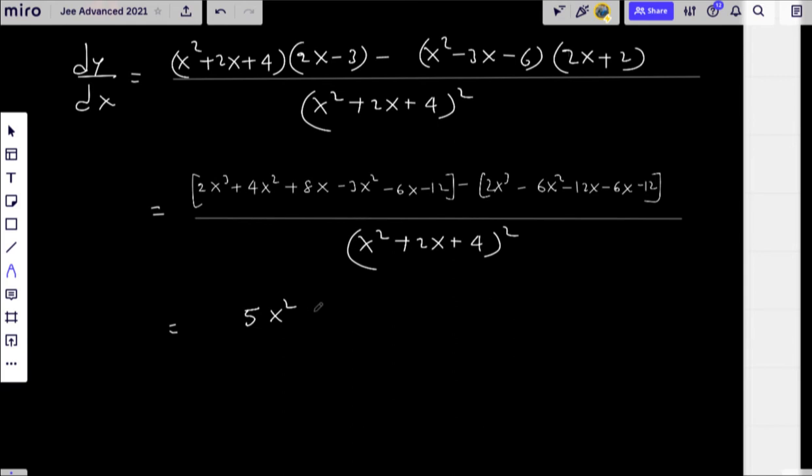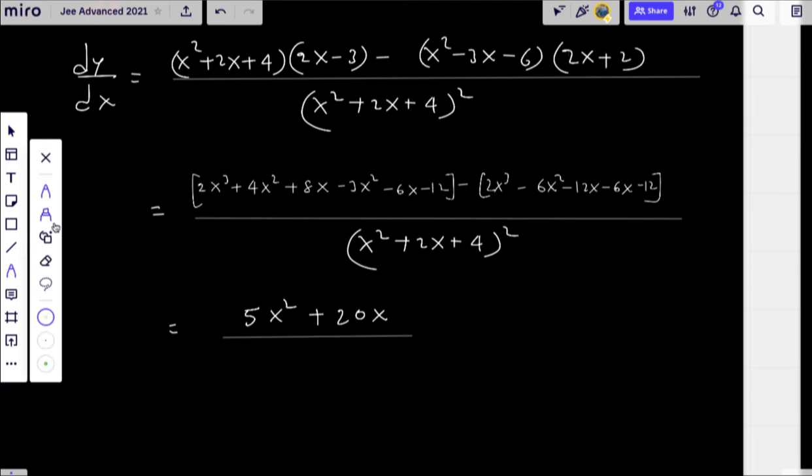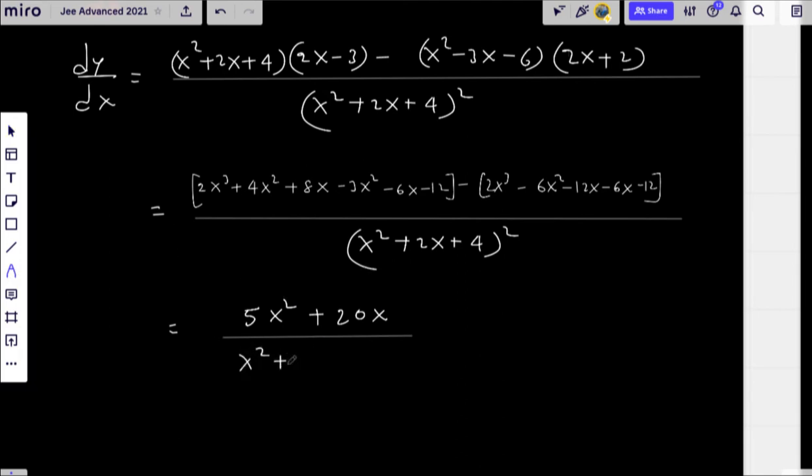So that is 5x square, perfect, and plus that after 20x. 20x is also there. Okay. So finally, and here this is in denominator whole square. You don't have to bother about the denominator, x square plus 2x plus 4 whole square. So the sign of dy by dx depends entirely on the numerator.